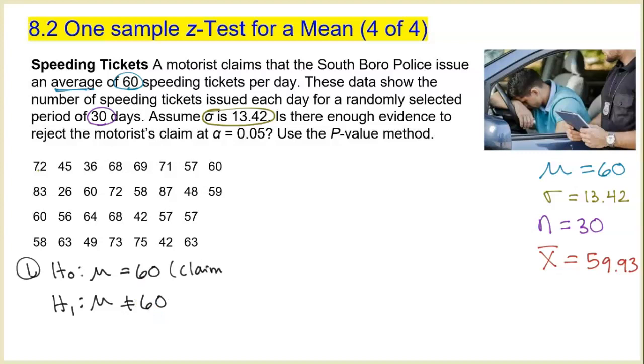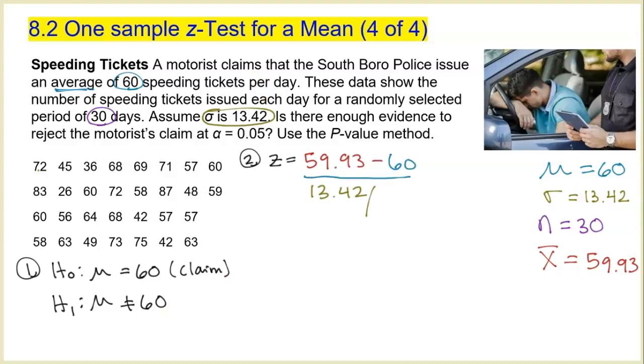And then we find our test value. This is our claim now because of what it says in the problem. A motorist claims that the Southborough Police issue an average of 60 speeding tickets per day. So now this is our claim because it's being stated in the problem. The other 3 examples, it was never stated, so we use the alternative as a claim.